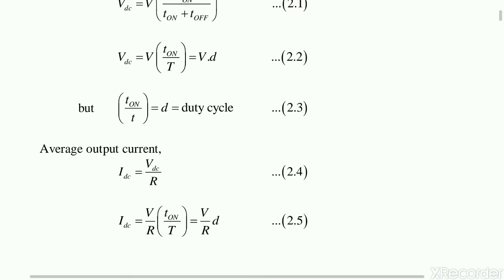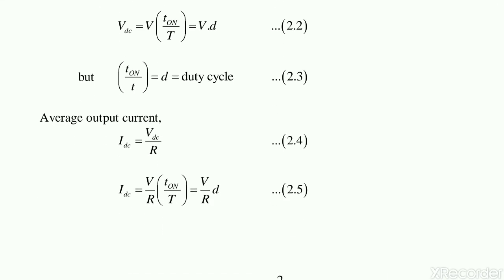The second equation is of average output current, which is IDC is equal to VDC divided by R. R is the load resistance. So the equation becomes IDC is equal to V by R in bracket T on upon T, which is nothing but the duty cycle. Then the final equation becomes IDC is equal to V by R into small d.